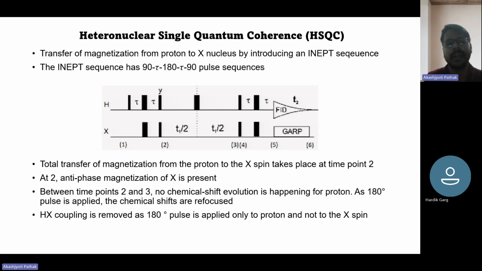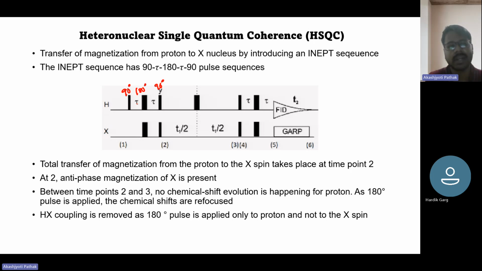So the magnetization from a more sensitive nucleus is transferred to a less sensitive nucleus, and this is done by introducing an INEPT sequence. Here you see the pulse sequence: a 90-degree pulse, followed by a 180-degree pulse, and then again a 90-degree pulse. So this is an INEPT sequence. In this INEPT sequence, first we excite the proton by this 90-degree pulse.